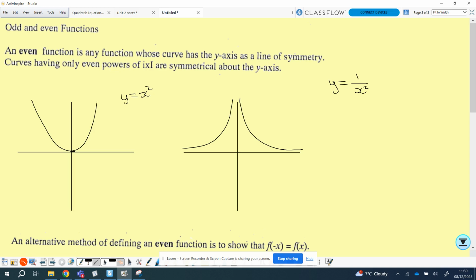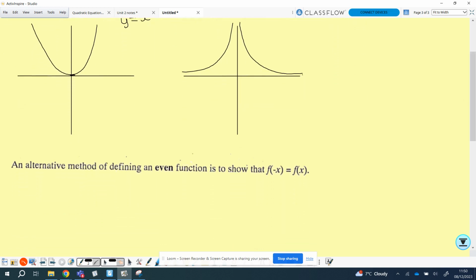Okay, now, sometimes though, you can actually prove a graph's even by using a separate property, so not always having to actually sketch it out. So an alternative method of defining an even function is to show that if you substitute negative x into your function, you get the same as what it would be as if it was just f of x. Okay, so again, a quick example of that would be, call this example 2.